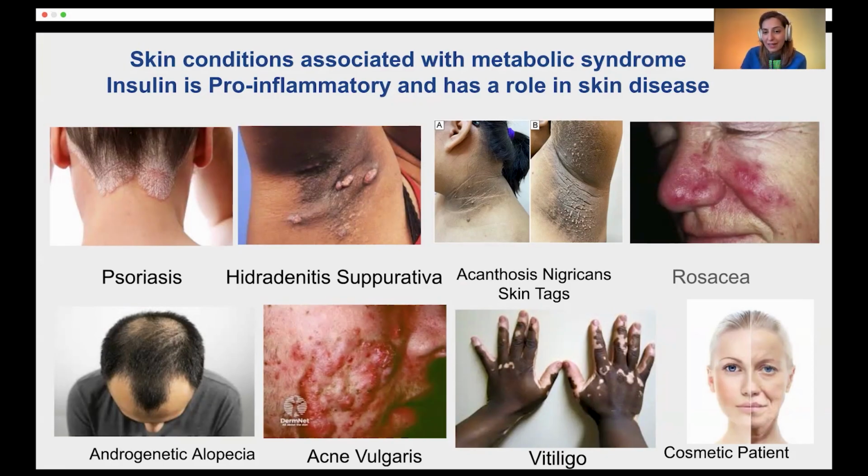Then we have our classic findings like acanthosis nigricans, or let's say a lot of skin tags, and not like one skin tag. This is if you have an eruptive, a lot of skin tags. Rosacea, androgenetic alopecia, acne vulgaris, vitiligo, are cosmetic patients who are aging very prematurely, right? It's like you see a 30-year-old and you're like, man, your skin looks like you're 50. There's something going on there. So in all aspects of our clinic, we can see someone's skin and pick up maybe your metabolism isn't quite right.